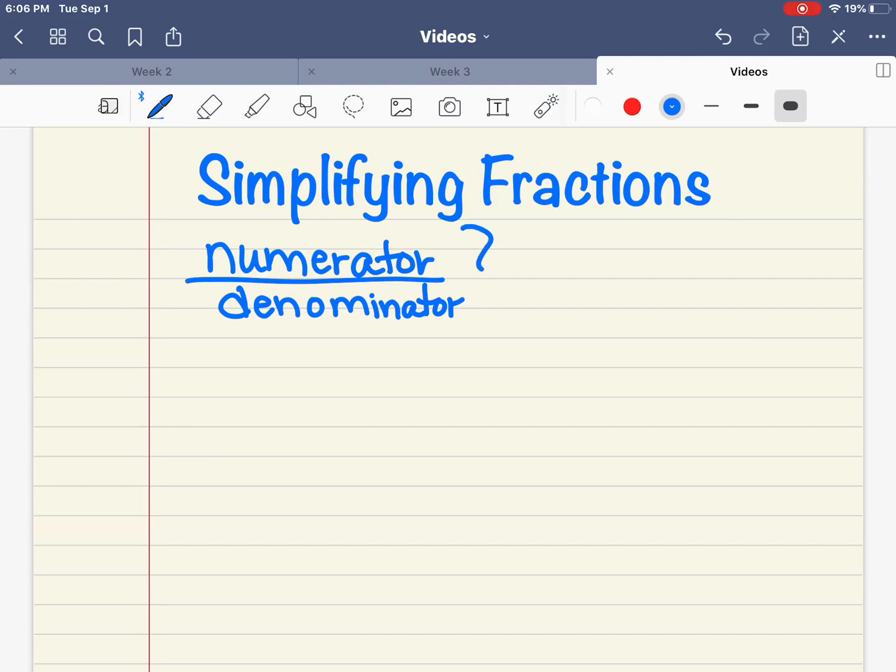What you do when you're simplifying fractions is you're looking for the greatest common factor of the numerator and the denominator. The greatest common factor is the biggest number that you can divide evenly into both numbers. So I'm going to start with an easy example, the fraction 14 over 48. I know that those are both even numbers.